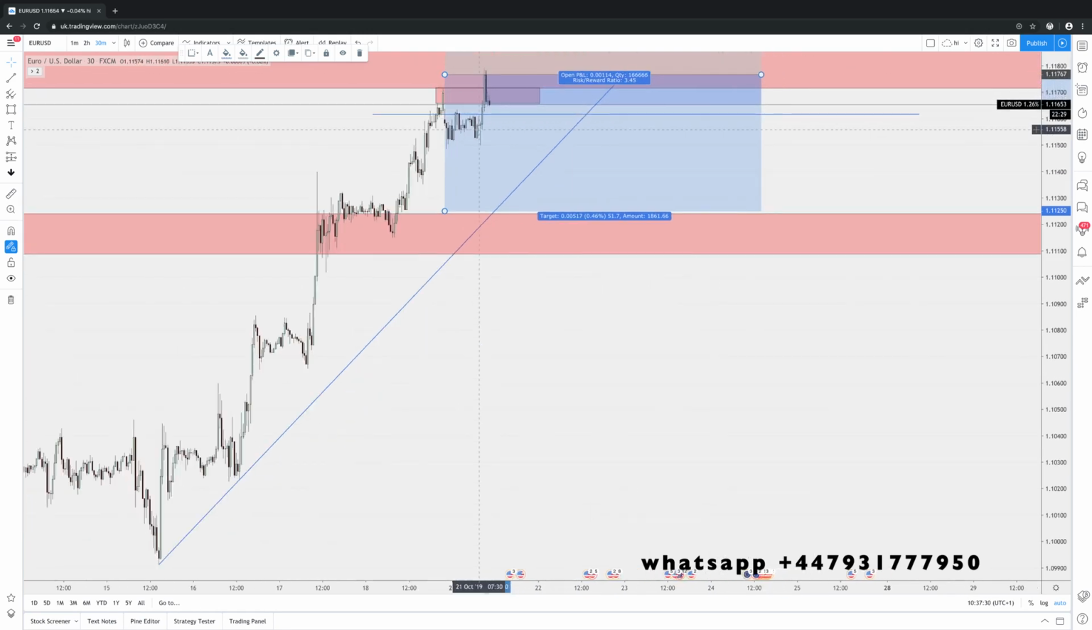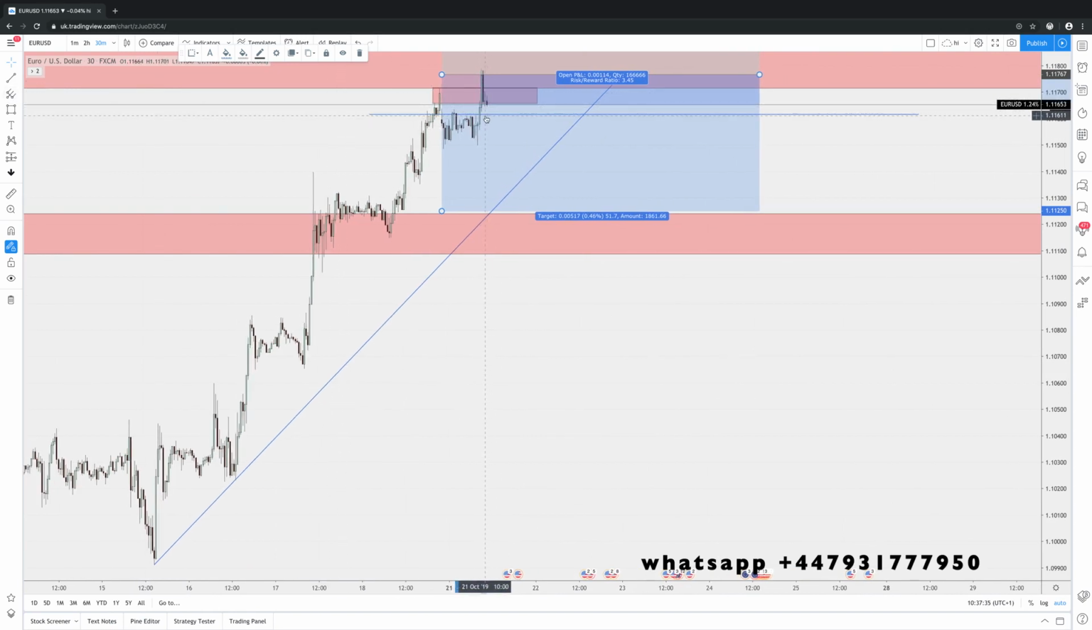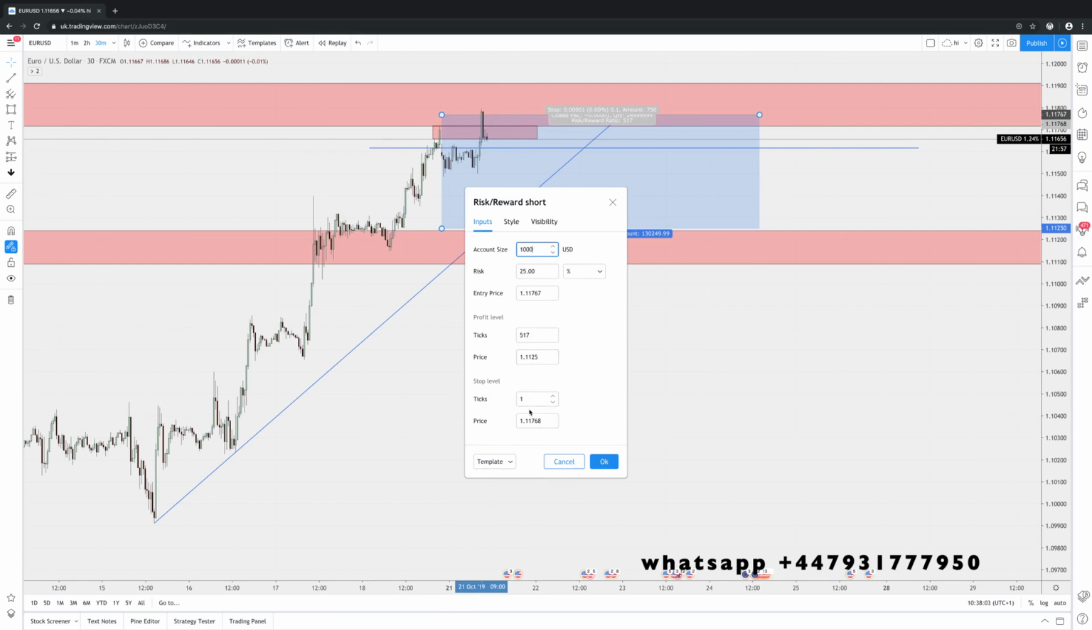So basically what I'm doing is once it wicks this area here, I've hit a 1-to-1, and then from there I'll move my SL to break even. I also have a sell stop order at 15 pips, so then I'll get in on another 2% trade, which will mean that this trade is risk free. I'm only risking 2%, and if it goes back up, I'll lose 2% and I'll get taken out break even on my original trade.